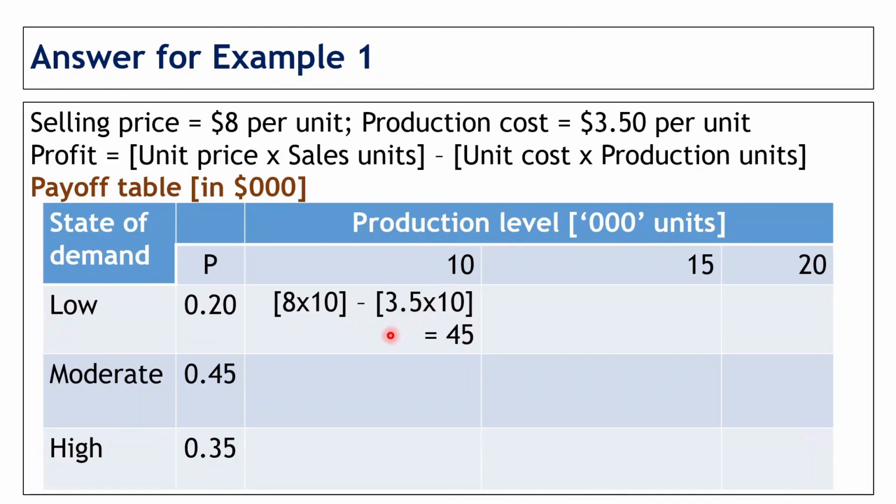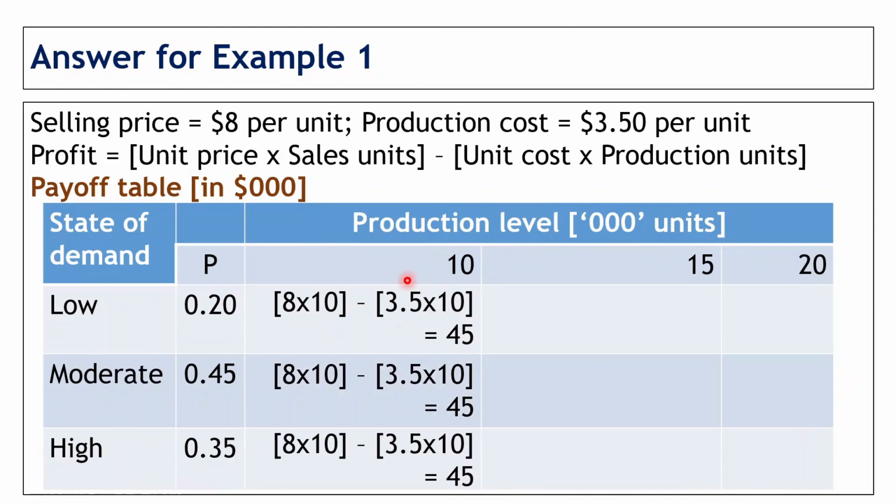The profit will be $45,000. As long as the production level is 10,000, the maximum that the company can sell is 10,000 units. Therefore, for moderate or high demand, whereby demand quantities are above 10,000 units, the company can only sell what they have actually produced, which is 10,000 units. The profit calculations will be the same. Profit values, $45,000.